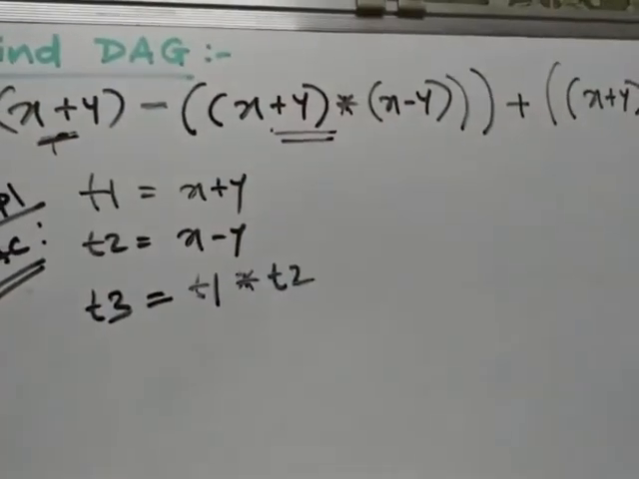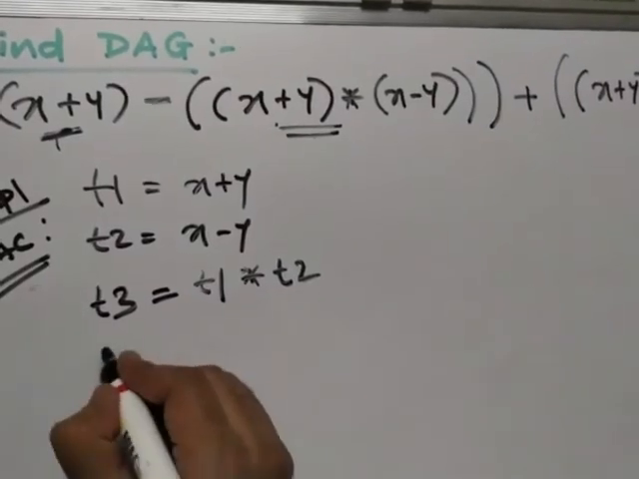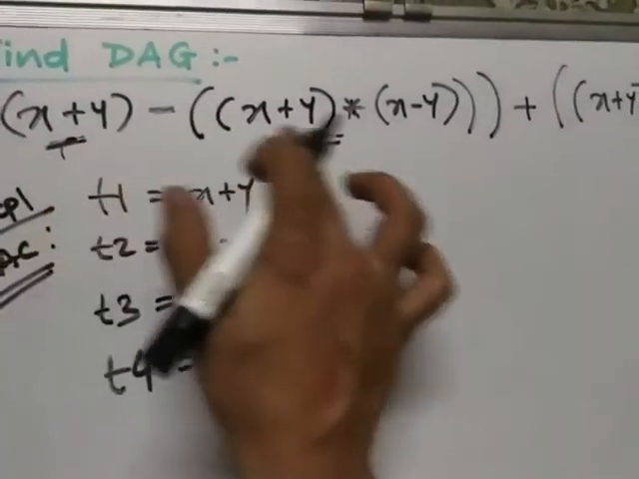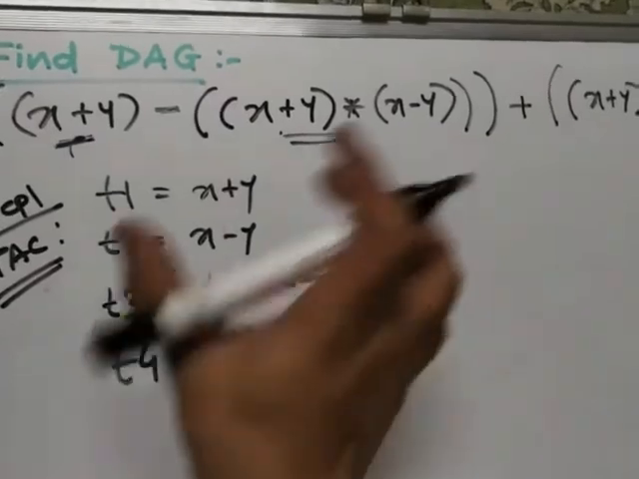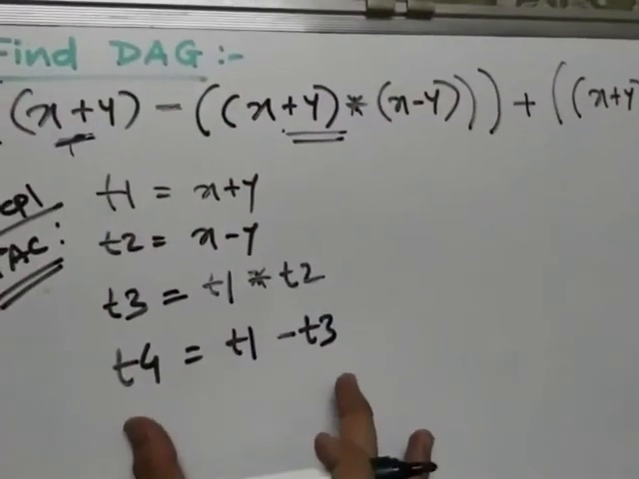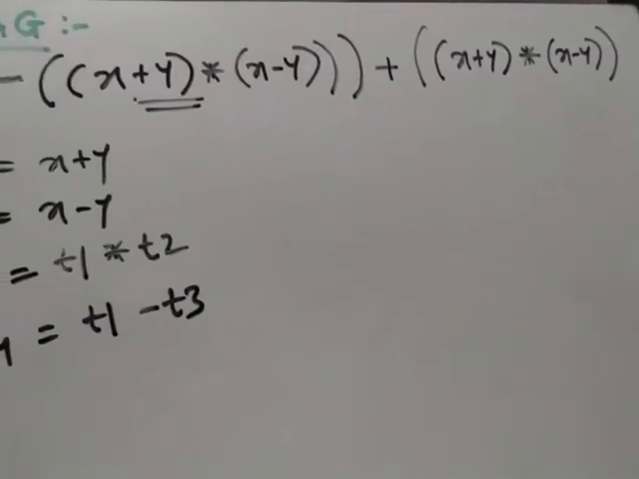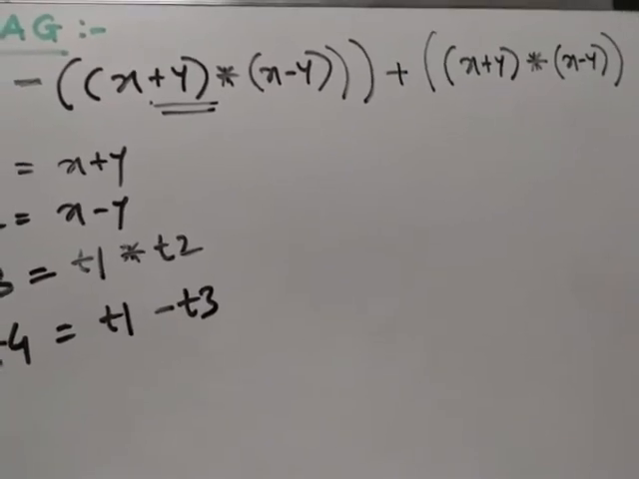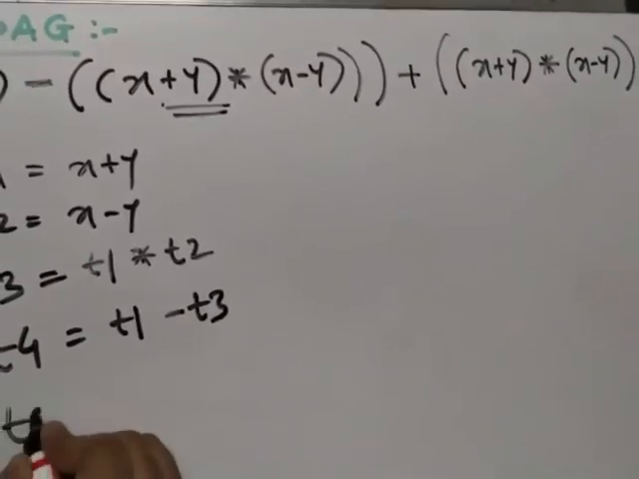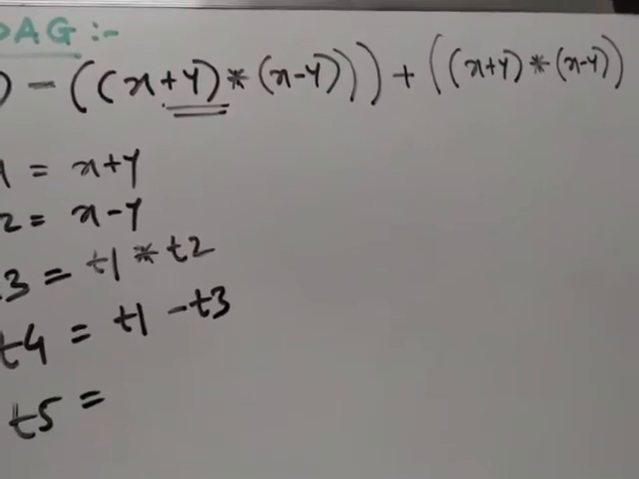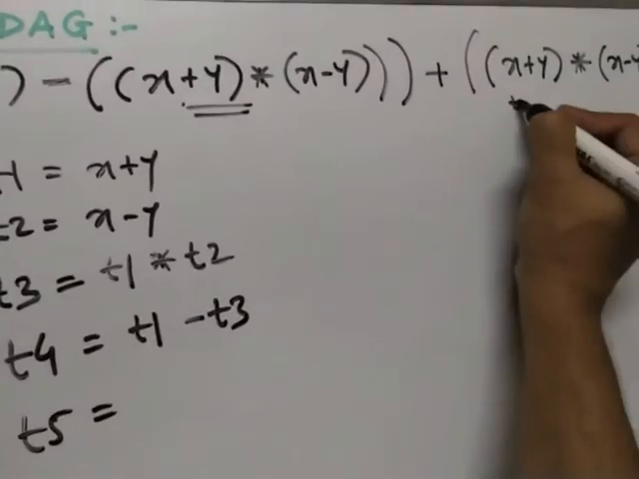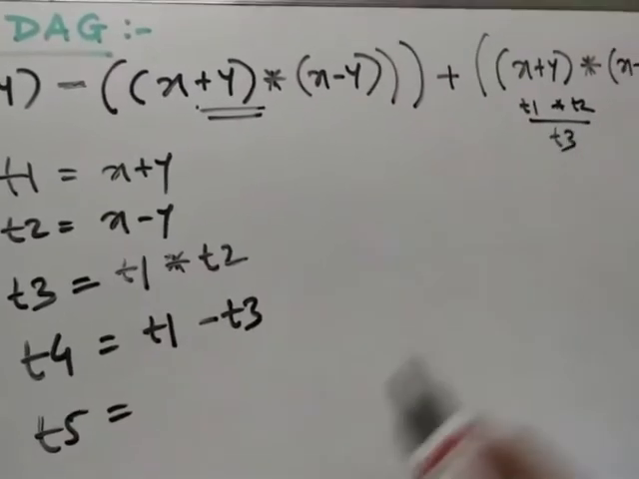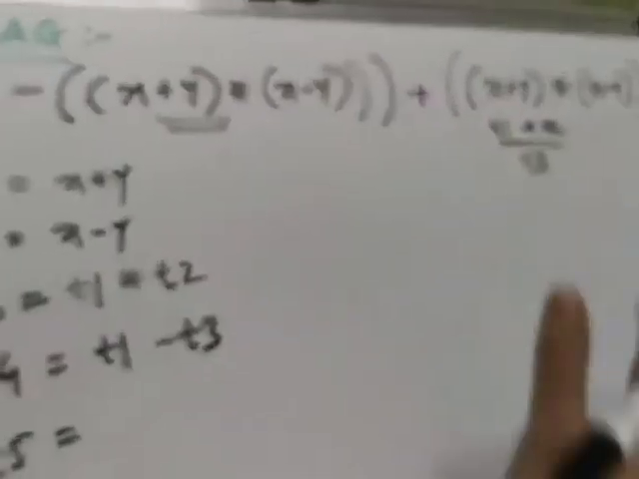Now we will combine these two sub expressions into one. So next will be T4 equal to T1 minus T3, where T1 is the first part. In this way the entire expression is represented by T4. Now we will focus on the second expression. In the second expression we have simply x plus y, that is T1, multiplied by x minus y, that is T2. So we will have T5 equal to T1 multiplied by T2, but T1 multiplied by T2 is already represented by T3. So we have the code ready for this particular thing.